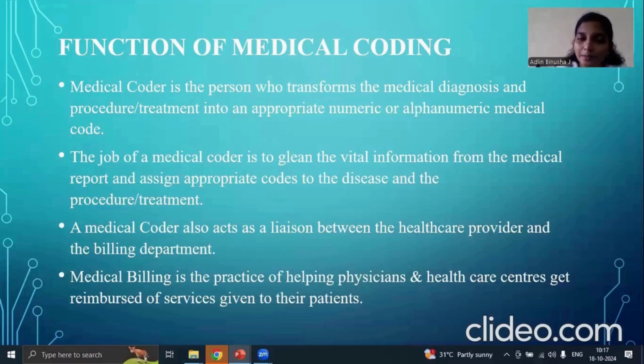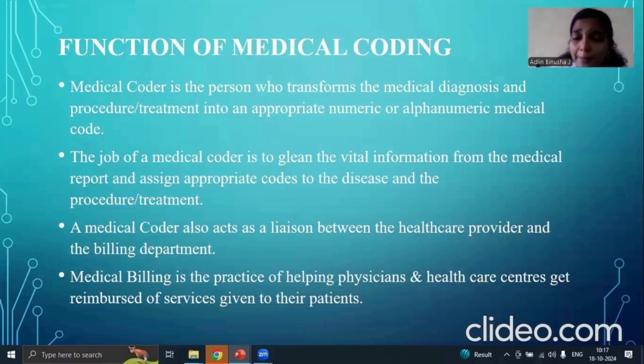Medical billing. What is medical billing? Medical coding is different, medical billing is different, and another department is the medical transcription, or transcriptionist. Another department is there. Totally, three departments are there. Now I will give a brief about medical billing.